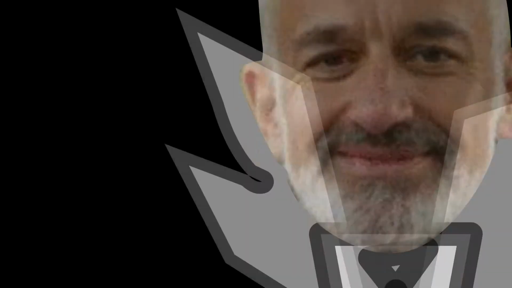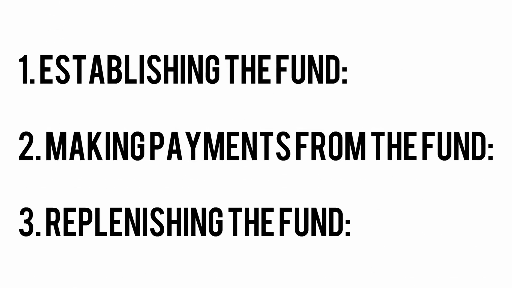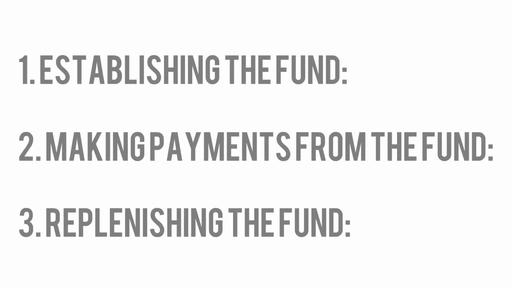So Tyler comes to you in your dreams, and he tells you to set up a petty cash fund. And so you do. Petty cash fund. A petty cash fund is an allocated amount of cash kept on hand to pay for minor expenditures. This amount will vary across companies, but its operation will always involve the same three activities: establishing the fund, making payments from the fund, and replenishing the fund.